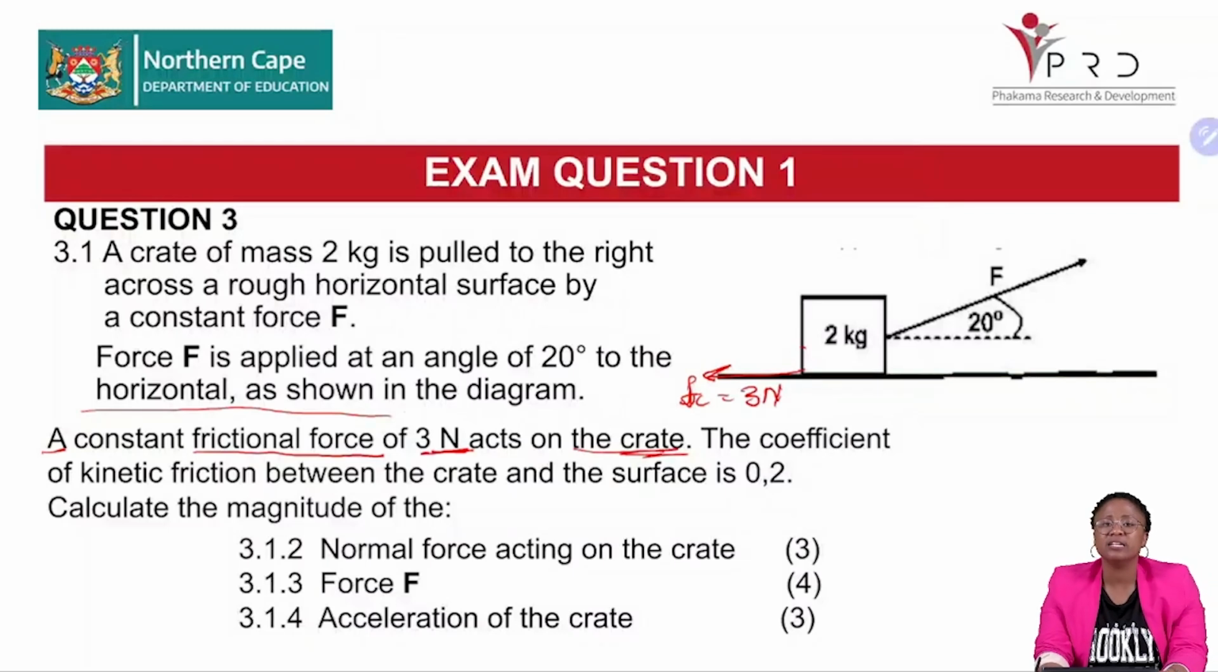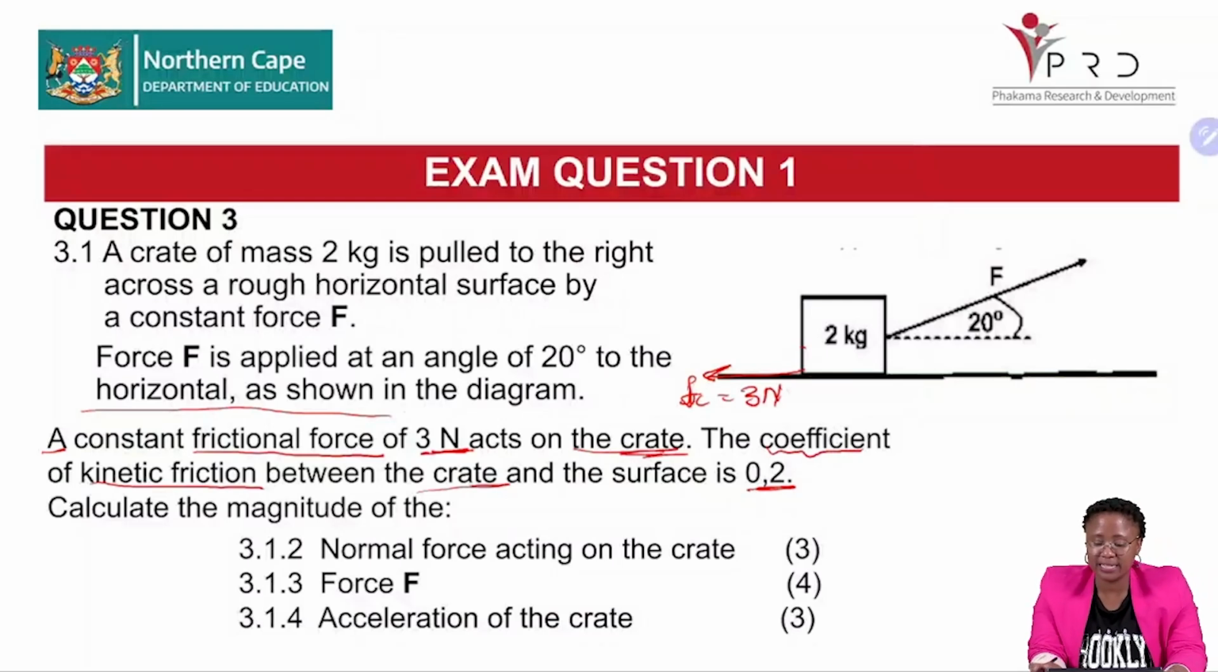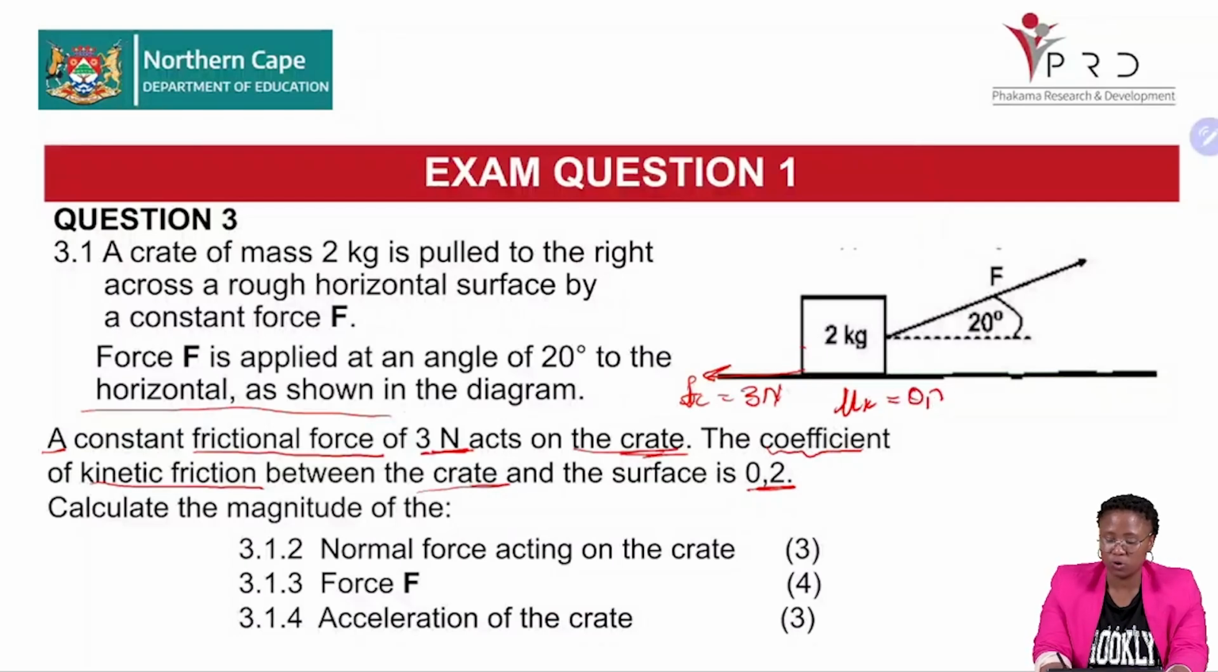Sometimes it's very important to collect the data from the statement itself. The coefficient of kinetic friction between the crate and the surface is 0.2. Please bear in mind that the coefficient of kinetic friction is not the friction force. It is this funny mu with that k. That is the coefficient of kinetic friction. This is the one that is equal to 0.2.